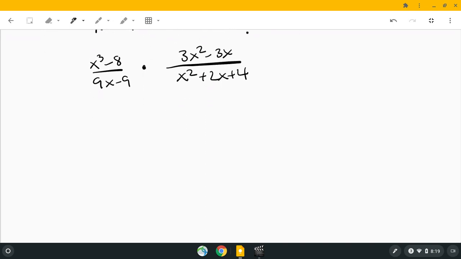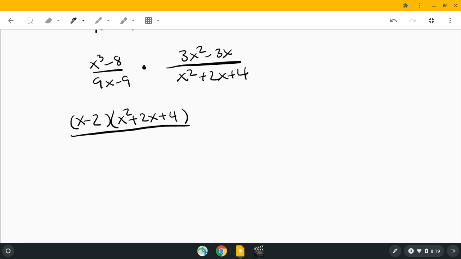All right, so up here we have perfect cubes again. Perfect cubes factor out to a binomial and a trinomial. So identify what's being cubed. Here x is being cubed and here 2 is being cubed. So that's going to make up your binomial, x minus 2. And now we can come up with our trinomial because it's just square, product, square. So square, and then plus, product, and then square.